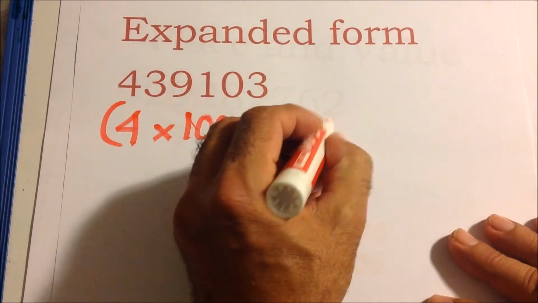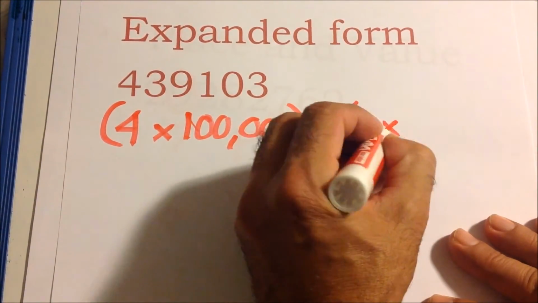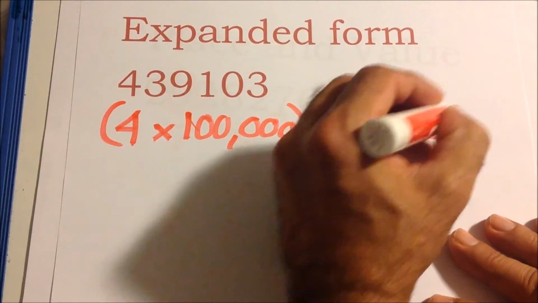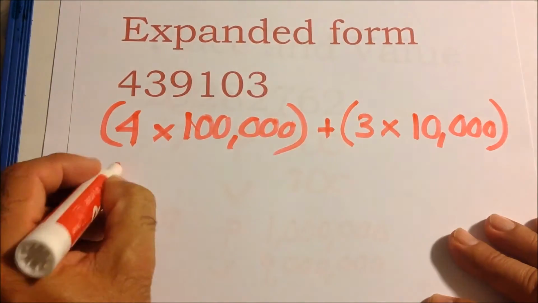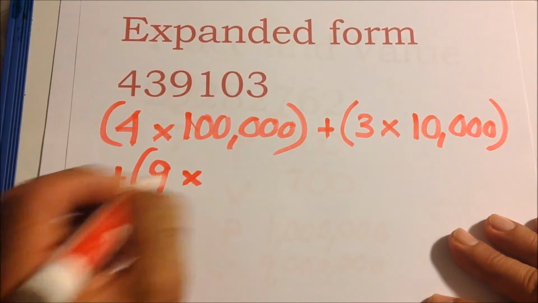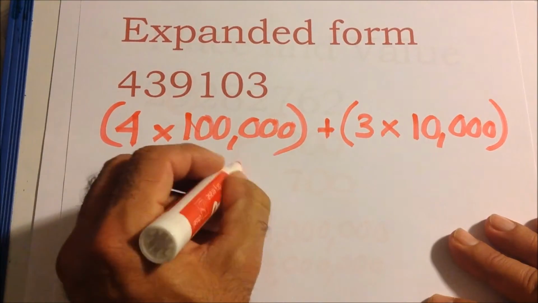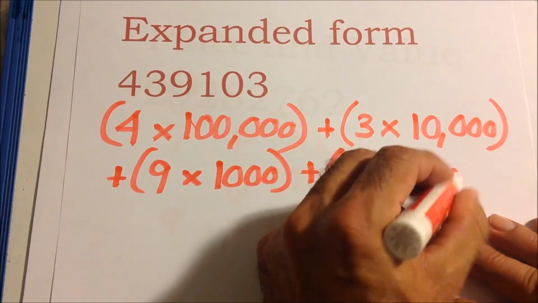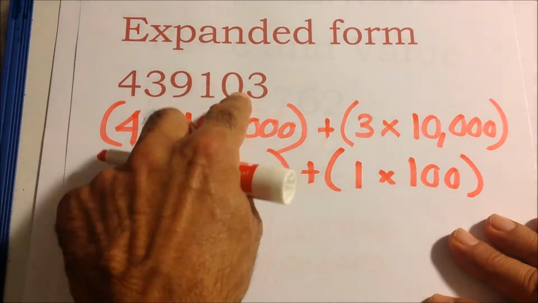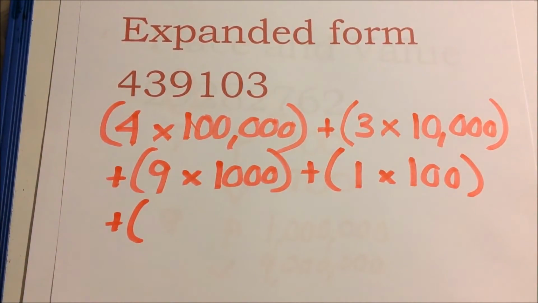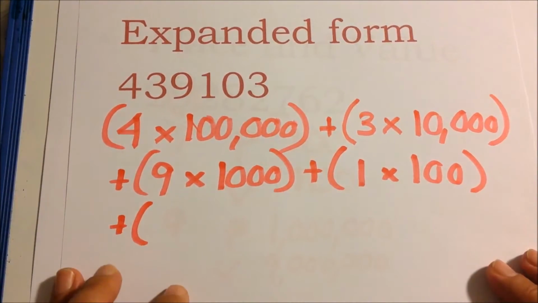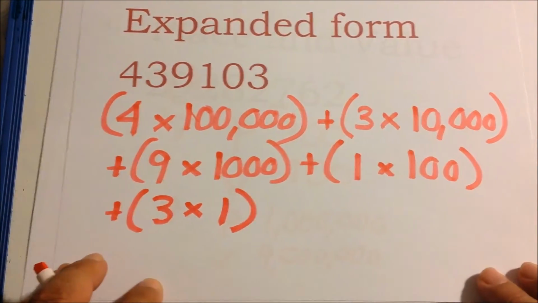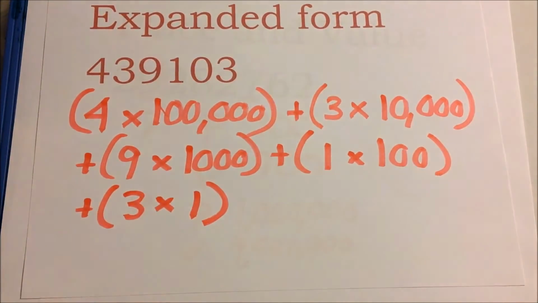Put the parentheses, plus the 3. What place is the 3 in? It's in the 10,000. Plus the 9, the 9's in the 1,000. And the 1 is in the 100. Now the 0, we're not going to use the 0 because the 0 means nothing. So we're going to skip the 0. And the 3 is in the 1s. And there's expanded form.